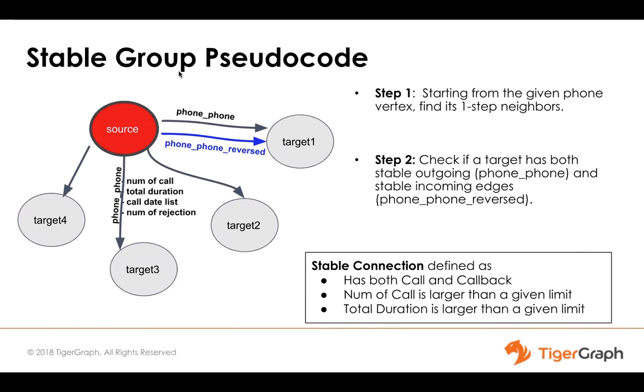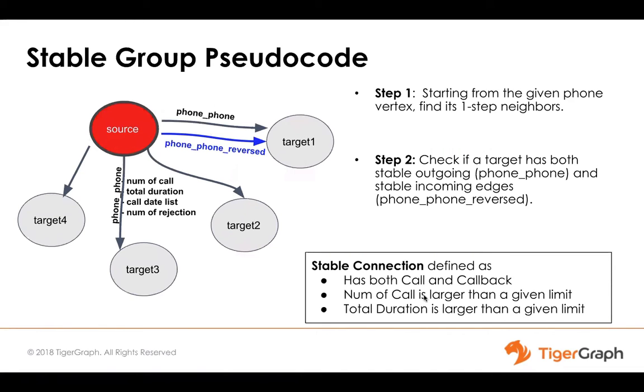We can find out the stable group. How do we do that? We just find out the target. If it has both an outgoing edge and an incoming edge connected with your source, then you are a stable target. So in the graph database, how do we check whether the target is stably connected?